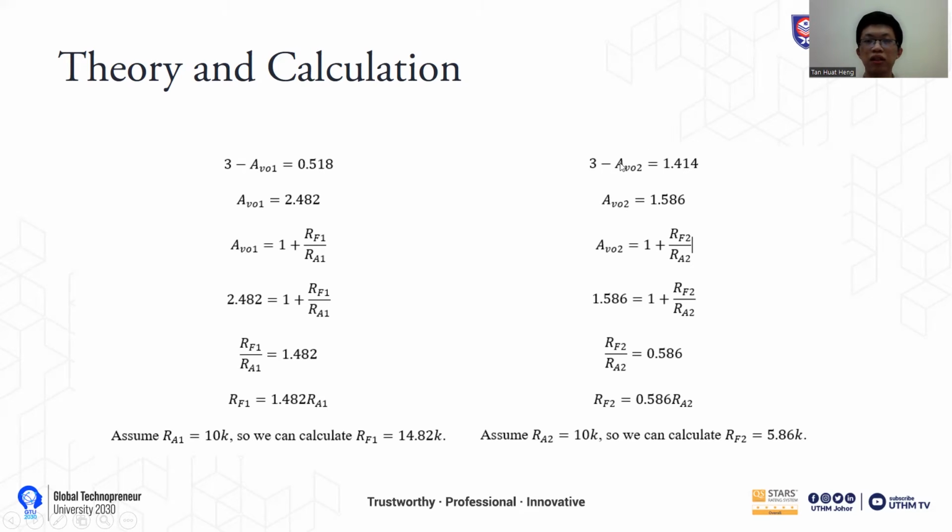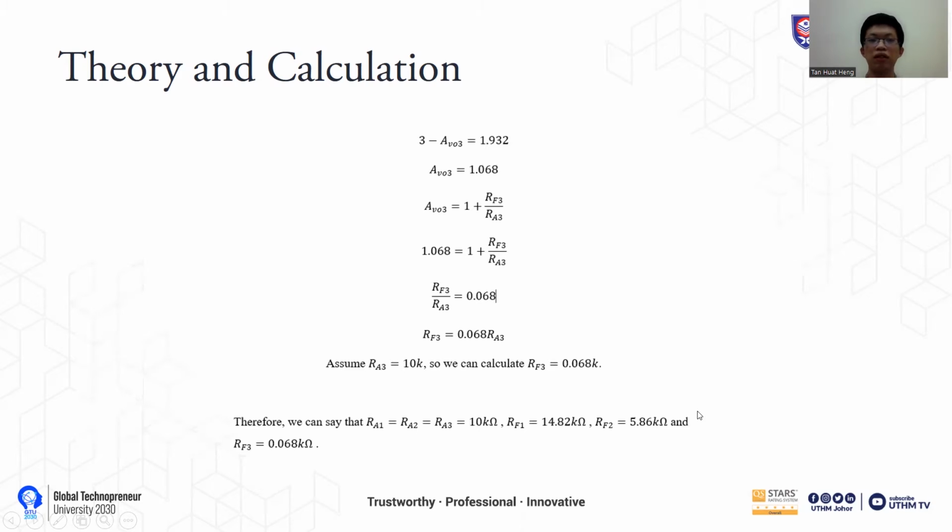For the second, 3 minus AV02 is equal to 1.414, so AV02 is equal to 1.5x6. So RF2 is equal to 0.5x6 RA2. So we assume RA1 is equal to 10K. So RF1 is equal to 14.82 kilo ohms, and RA2 is equal to 10 kilo ohms. So RF2 is equal to 5.x6 kilo ohms.